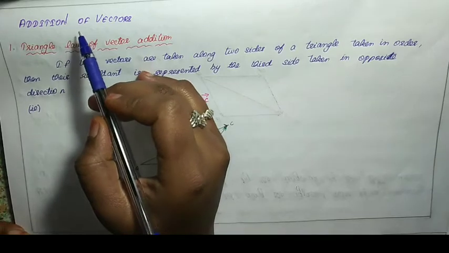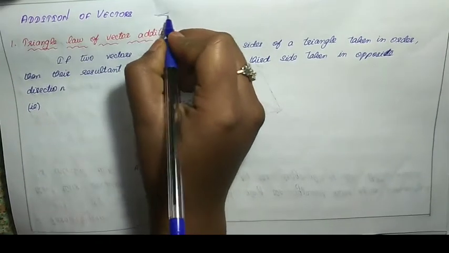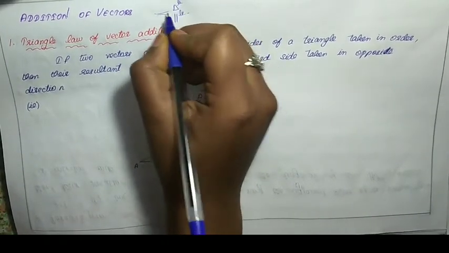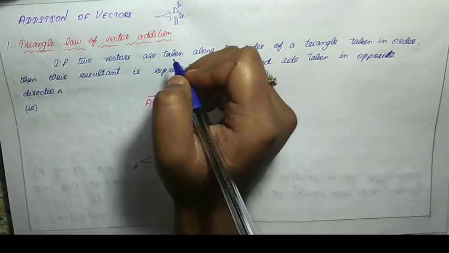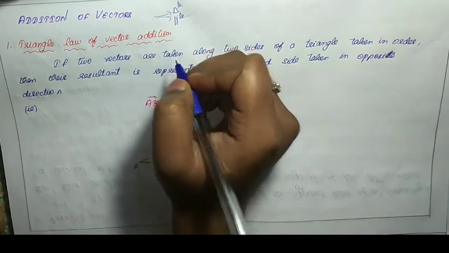Now we are going to see the addition of vectors. In addition of vectors we have two types. One is triangle law and the next one is parallelogram law of vector addition. First let us see triangle law, and then let's see parallelogram law of vector addition.